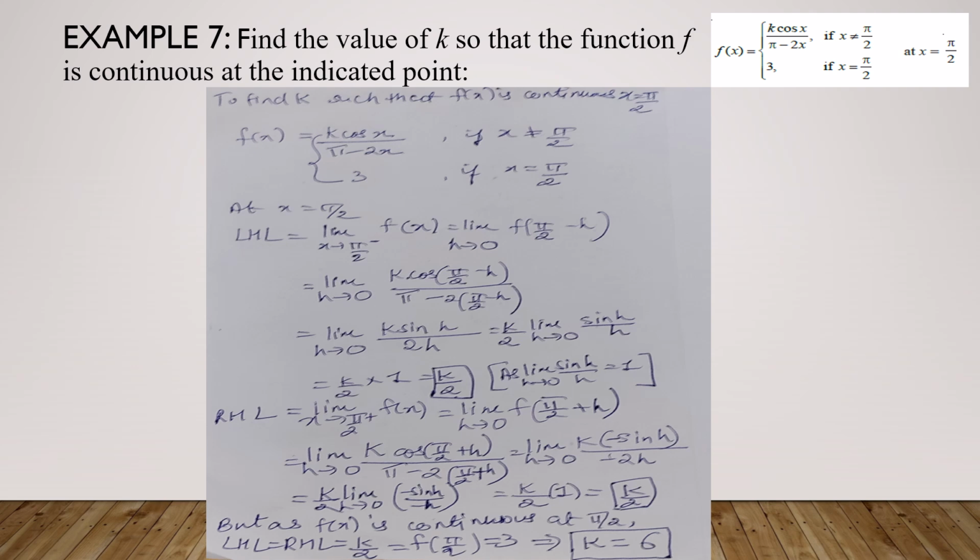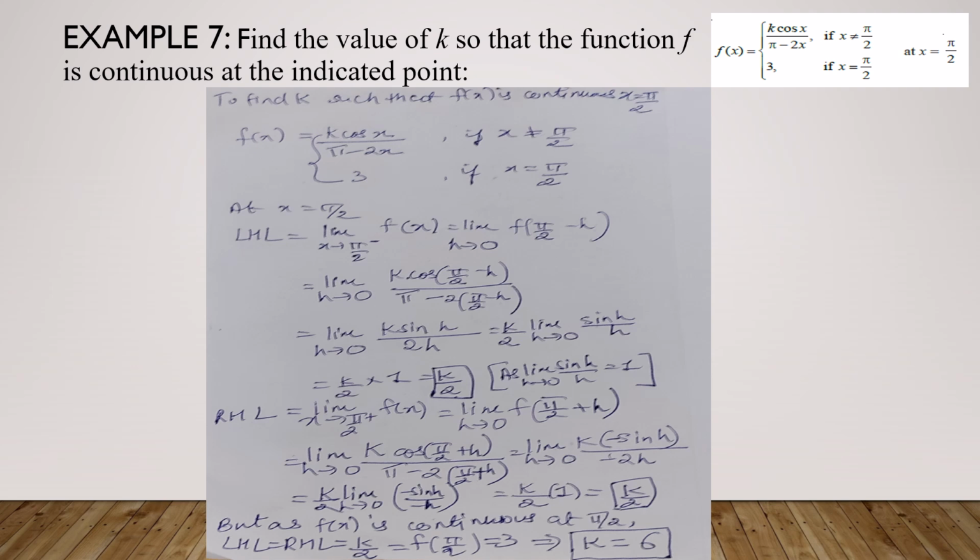Now you know that pi by 2 minus h means the first quadrant, so everything is positive. So cos of pi by 2 minus h will be sin h. And always remember this, when you are applying pi by 2, the function will change. So cos will change to sin. So it will be k sin h upon 2h. So k by 2 is constant, take out. So it is limit h tends to 0 sin h by h. Now you know this, limit h tends to 0 sin h by h is always 1. So this left hand limit is k by 2.